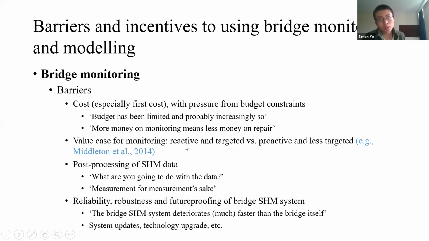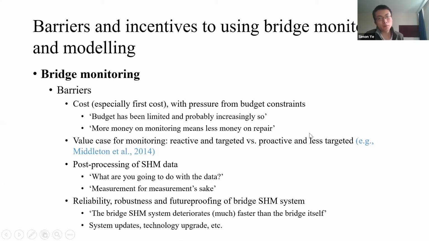The reactive ones are basically where you pick up damage from your visual inspection, and you are worried about that damage. You want to know the real performance, whether of the whole bridge structure or of that local area, so you put some sensors on to understand the real performance, and you then examine whether that damage is critical or not. So you can already see the outputs and benefits of that monitoring. So it's easier to justify the value case.